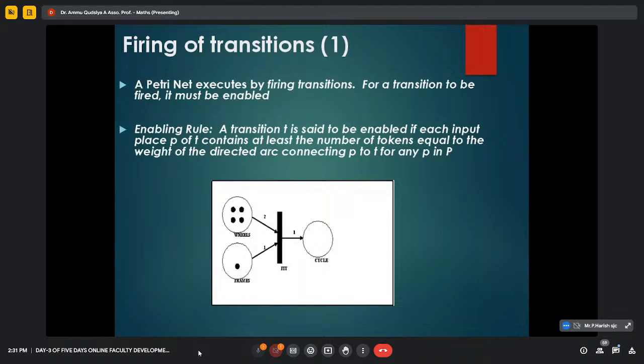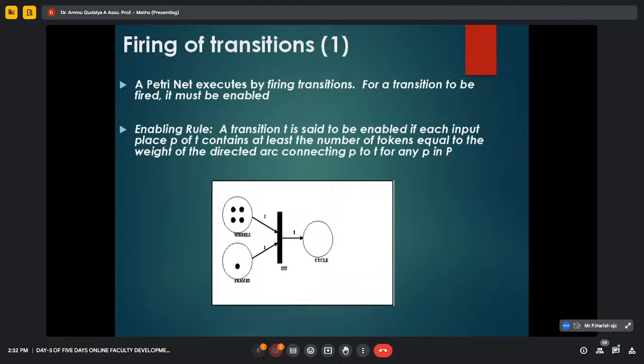That means, in this example, if you want to fit a bicycle, you need minimum two wheels and a frame. Then only that operation will be carried on. Otherwise, that will not happen. If the number of wheels is less than two, you cannot fire this transition. So if you want to fire a transition, the number of tokens should be equal to the weight of the directed arc connecting P to T.